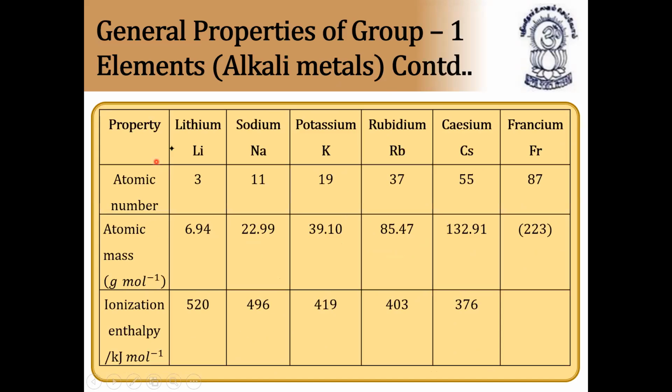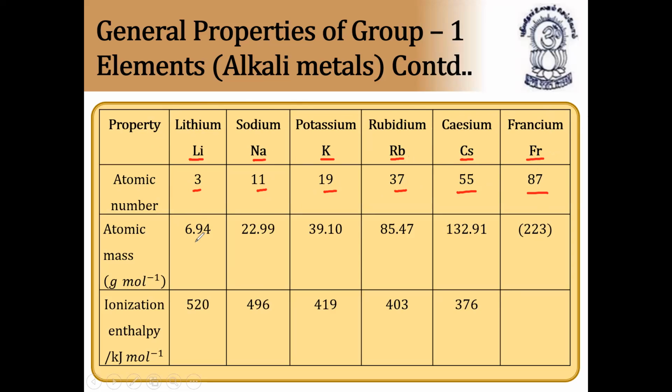Next, what are the elements of the first group metals? Lithium, symbol Li, sodium, potassium, rubidium, cesium, and francium. These are the elements present in group 1. What is the atomic number of lithium? 3, sodium 11, potassium 19, rubidium 37, cesium 55, and francium, which is radioactive, is 87.